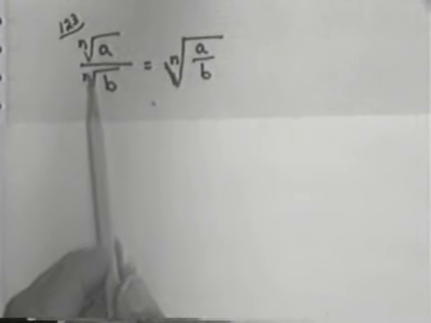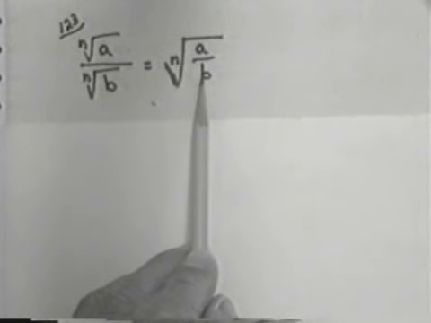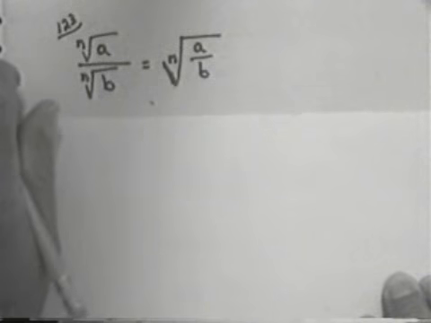Division has a rule similar to the one for multiplying. If you have the nth root of a divided by the nth root of b, that's the same as the nth root of a divided by b. In order to divide radicals, you have to have the same index. Let's look at an example.